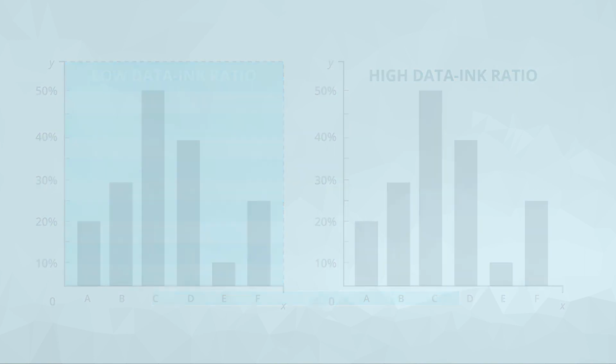ratio. Let's go through a few more examples on how we can take a visualization with low data to ink ratio or extraneous elements and reduce it down to something that is much simpler and easier to understand.